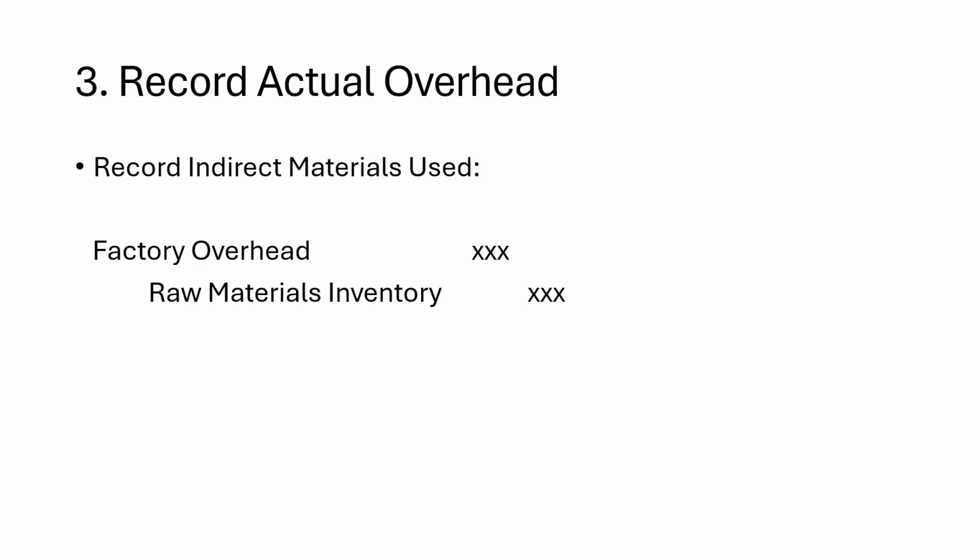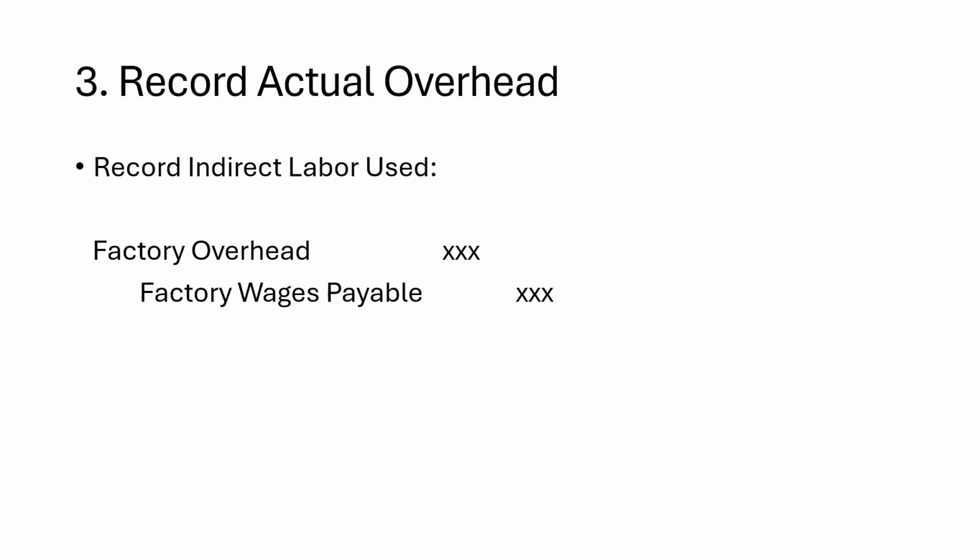So now to record the actual overhead used. Each time we record actual overhead, it will be a debit to the overhead account. Anything that was estimated was a credit to factory overhead. So now that we are recording actual costs, they will be debited to factory overhead. So first, with indirect materials, you debit factory overhead and credit raw materials inventory. Then for indirect labor, you'll again debit factory overhead and credit factory wages payable.